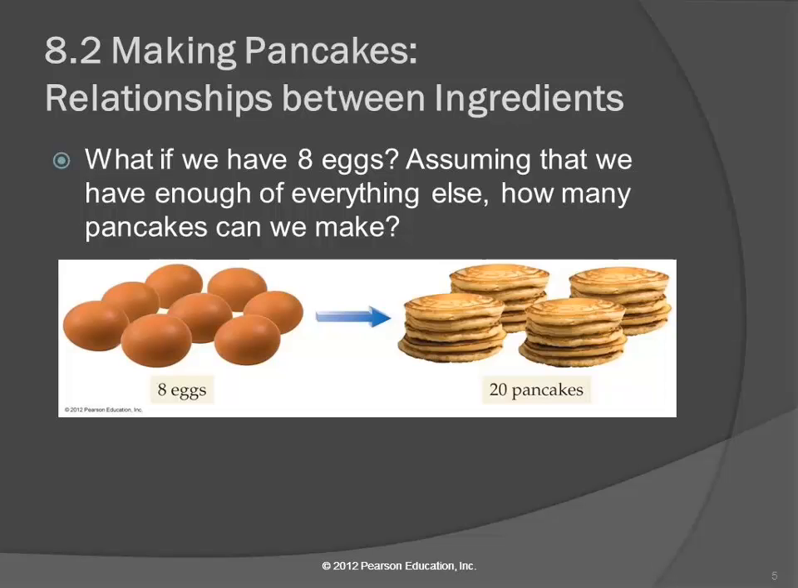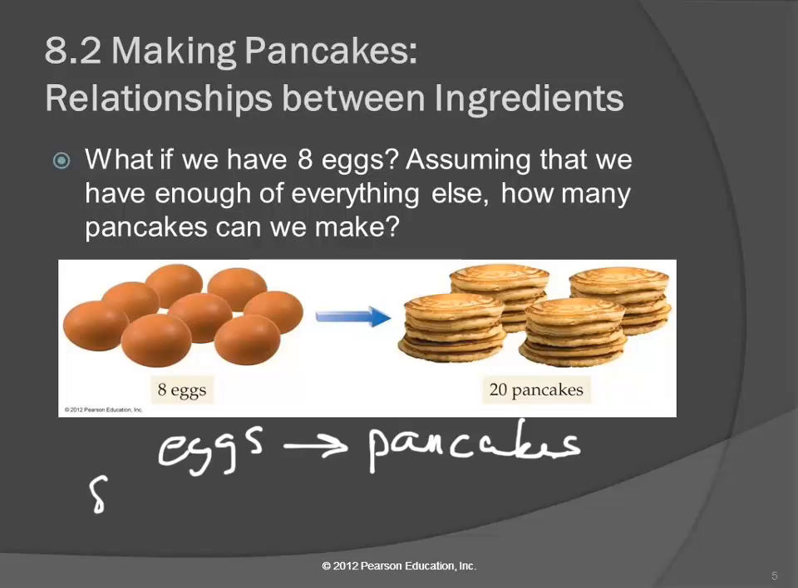Well, let's look at this. And this can be solved with dimensional analysis. So we have a number of eggs, and we want to find out how many pancakes. We already looked, there's a relationship, 2 eggs to 5 pancakes. So we can do it this way, 8 eggs.